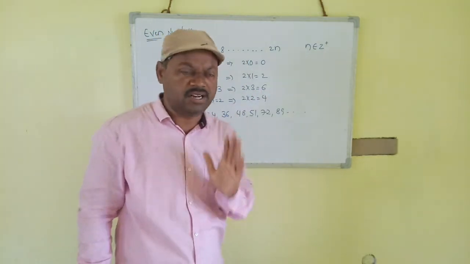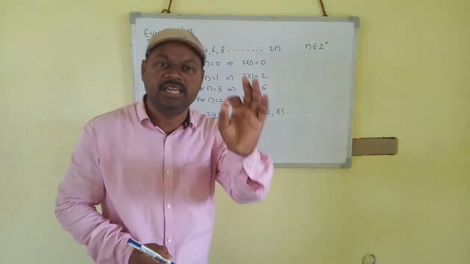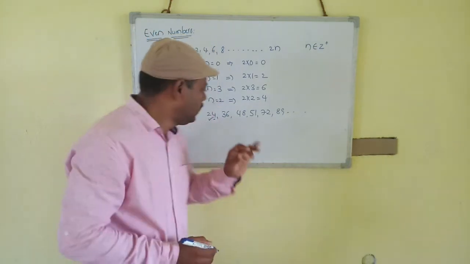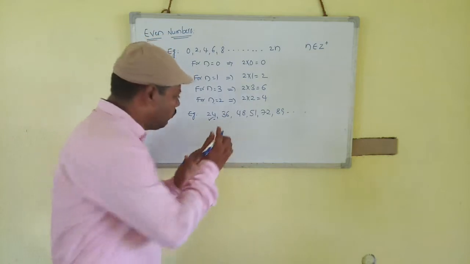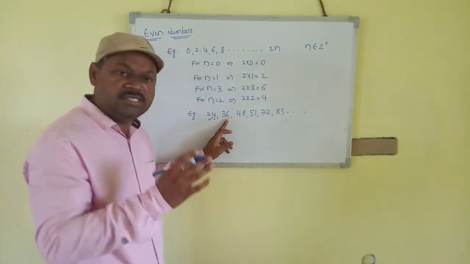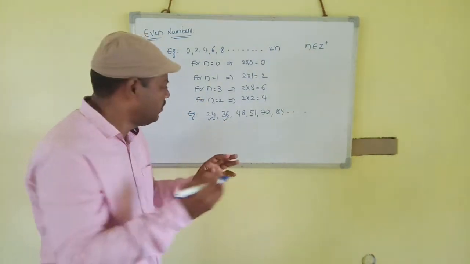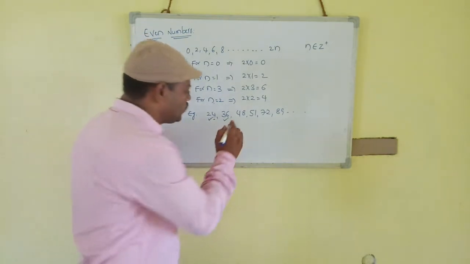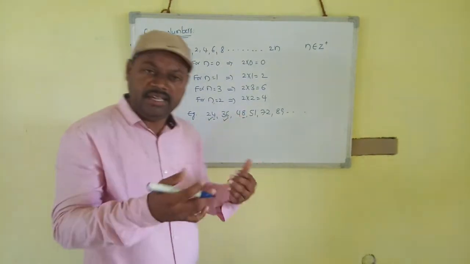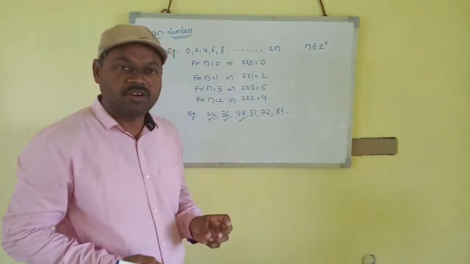Have you understood? Observe. Suppose 24. What is the ones place digit? The ones place digit is 4, an even number. So 24 is even. Students and friends, 36. What is the ones place digit? 6. 6 is even, so the entire number 36 is even. Next, 48. The ones place digit is 8, an even number, so 48 is even.